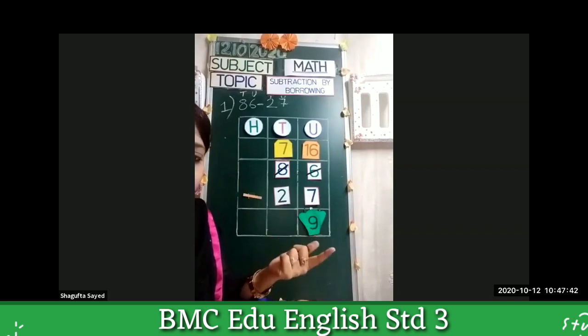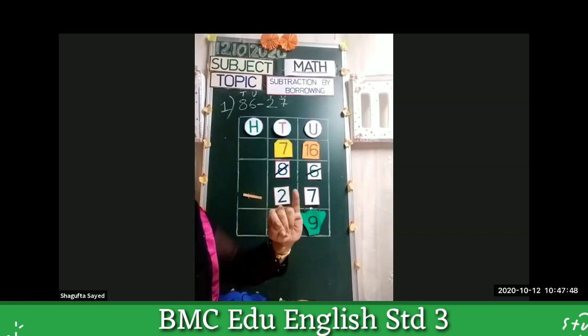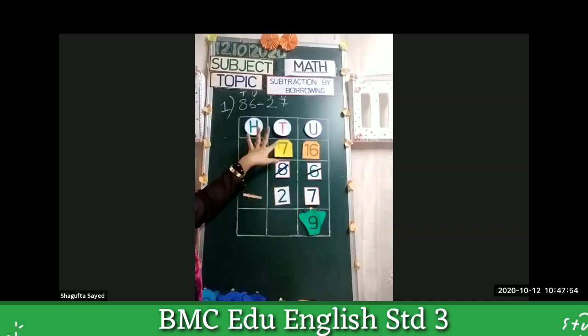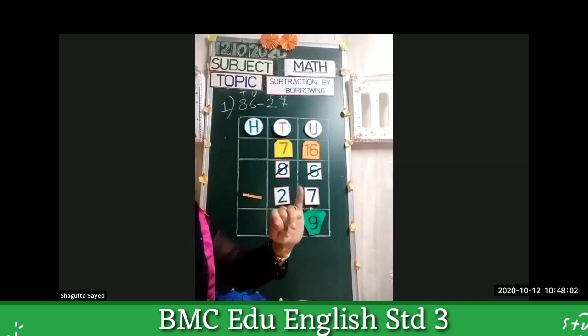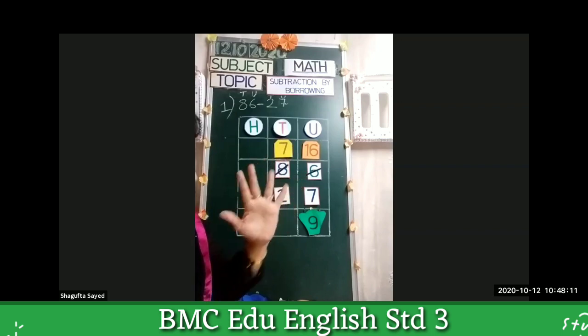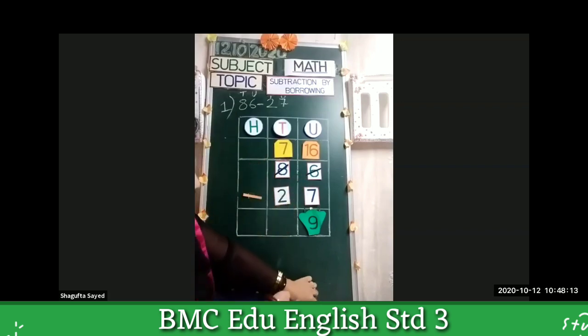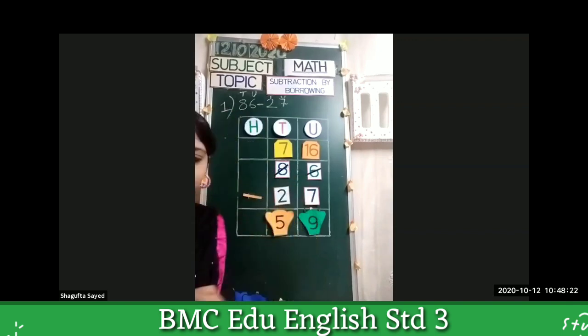Now, you can do one thing also. What comes after 2? After 2 comes 3, 4, 5, 6, 7. Which number is here? The bigger number. Till there you have to count. You will get your answer. So which number is this? 2. What comes after 2? 3, 4, 5, 6, 7. So we got the answer. What is the answer? 5. That's very good. So the answer is 5. So 86 minus 27 is 59.